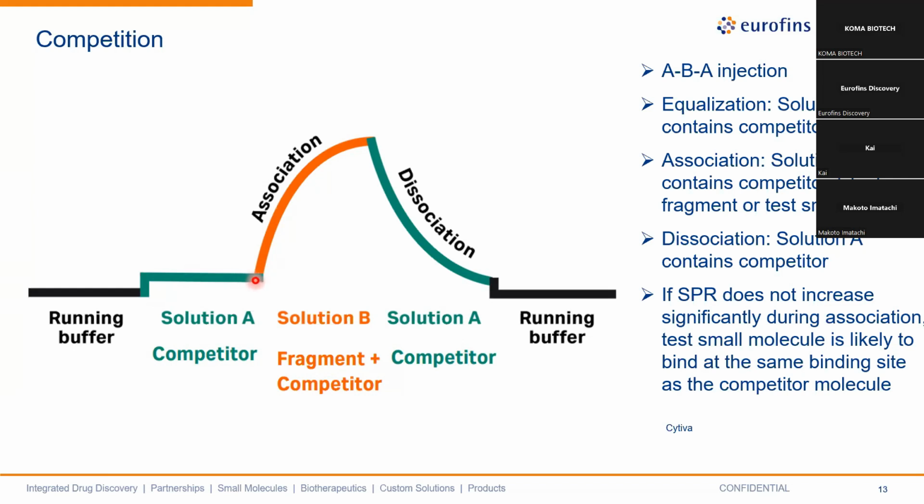So from the signal strength, you will know if your testing molecule is binding the same binding pocket as the competitor. So this is very straightforward, very intuitive, qualitative, and maybe quantitative way to determine whether your small molecule competes with your competitor molecule, the reference molecule. Okay. This is a very simple experimental design. We can use SPR to determine the competition of two molecules.